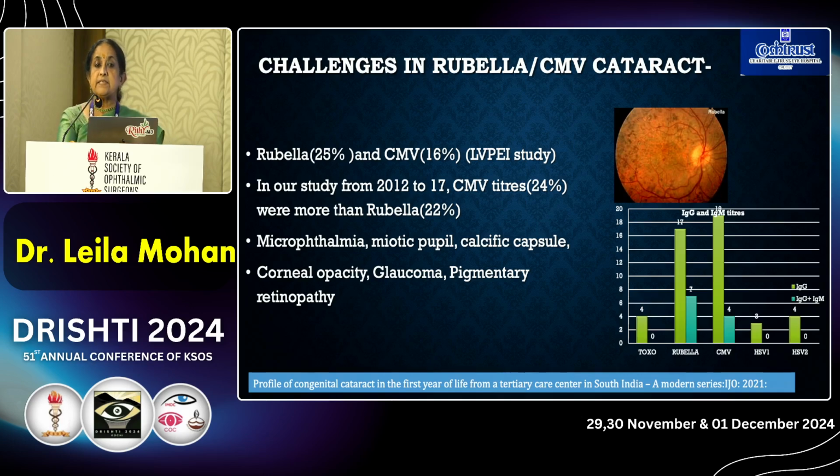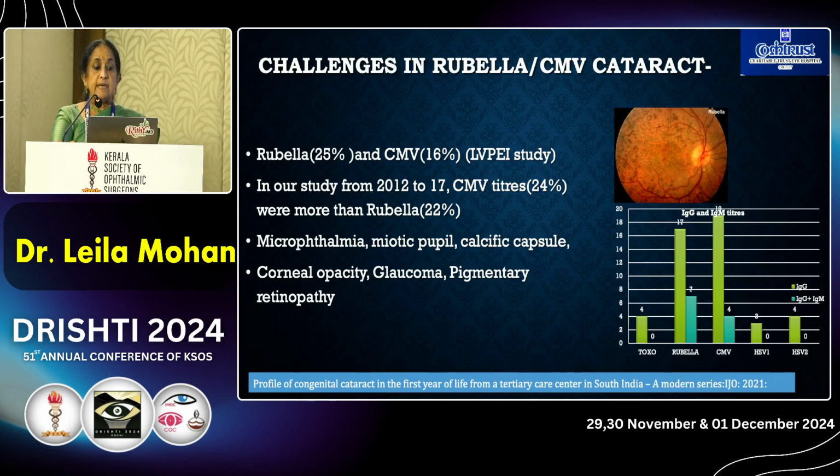An LVPI study recently showed that more than rubella, it is the CMV that is coming up. Even in our study, we have shown that CMV titers are more, 24% and 22% rubella, after the rubella vaccination has become more prevalent, I would say. It has not become compulsory even as yet.